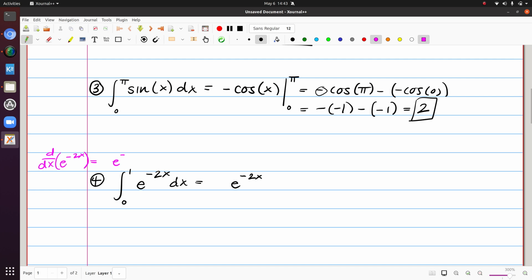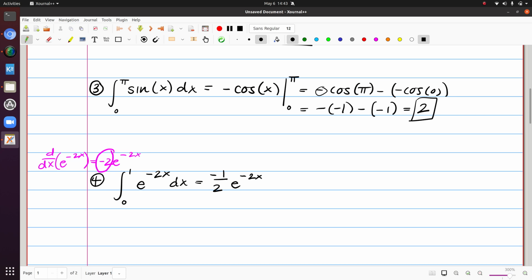And of course, we don't, because the chain rule brings out a minus 2. And we don't want this minus 2 there, so we can divide our guess by negative 2. So we put this negative 1/2 out front. So this has the appropriate antiderivative.